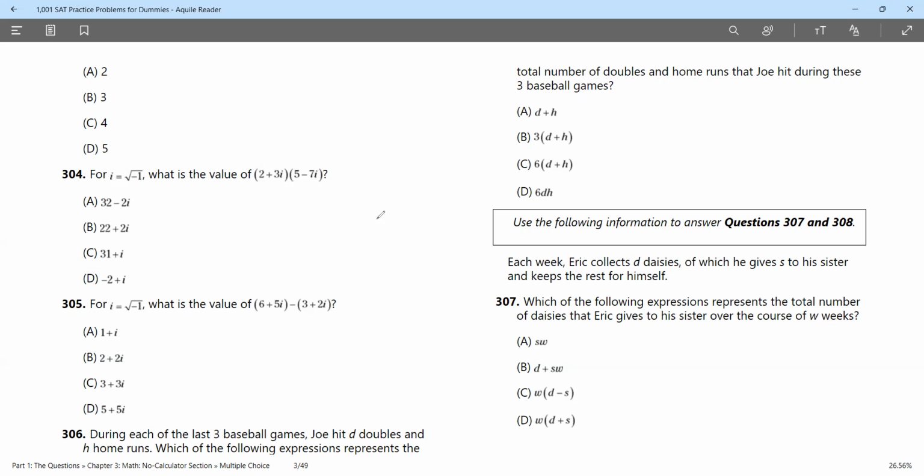Okay, let's move on to a more difficult question. 306. During each of the last 3 baseball games, Joe hit D doubles and H home runs.